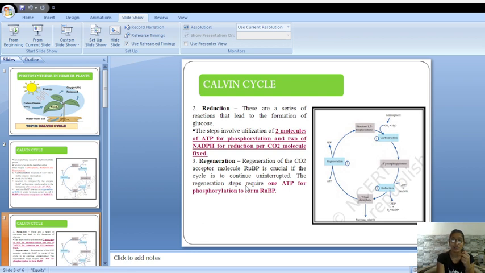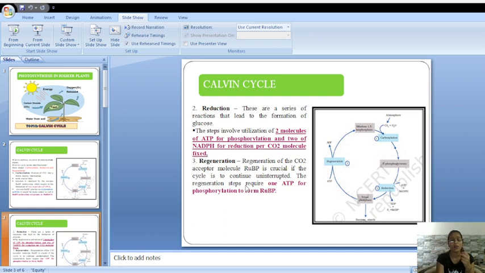Now the steps. One important thing that we have to remember is that the steps involve the utilization of two molecules of ATP for the phosphorylation and two molecules of NADPH for the reduction of CO2 molecule.